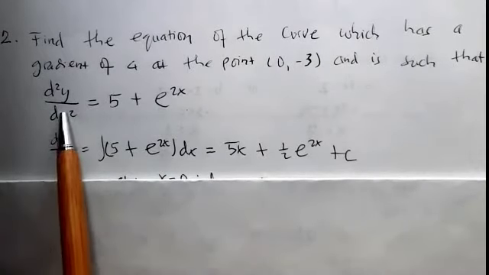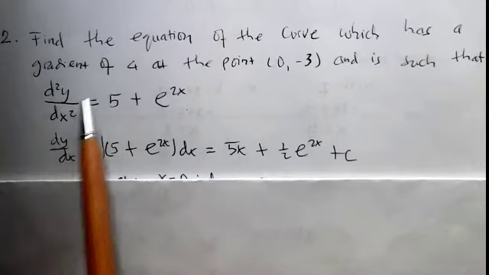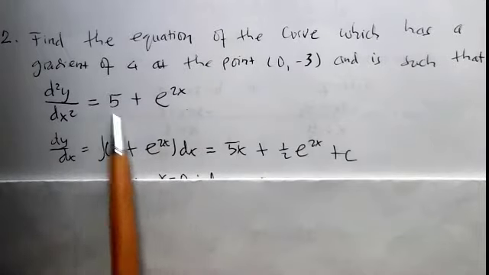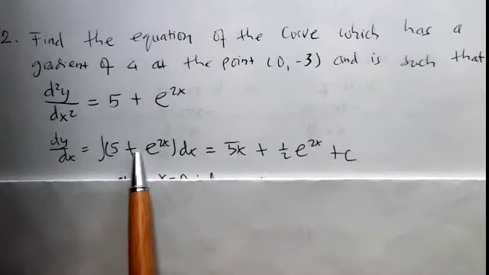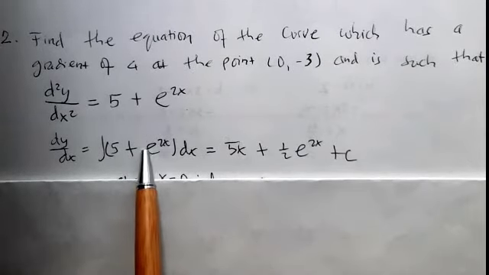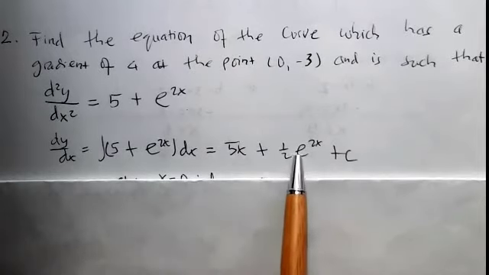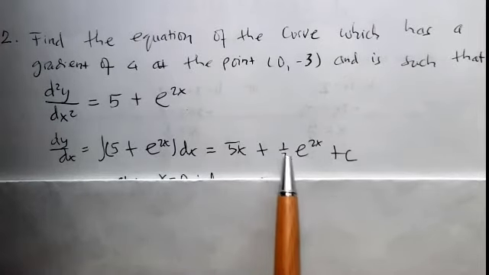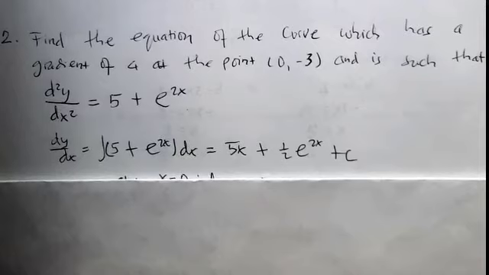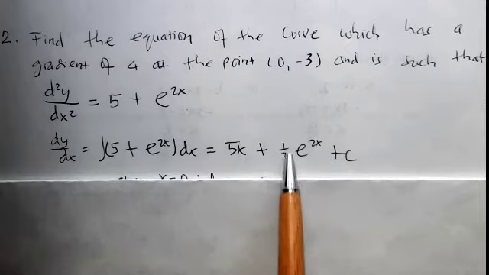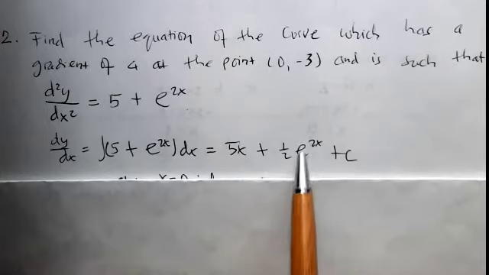Now dy/dx, the first derivative, is the integration of the second derivative, equals the integration of 5 plus e power 2x dx. Integration of 5 is 5x, integration of e power 2x is 1 per the coefficient of x, that is half, times e power 2x plus c. Thus it is 1 per 2 e power 2x plus c.